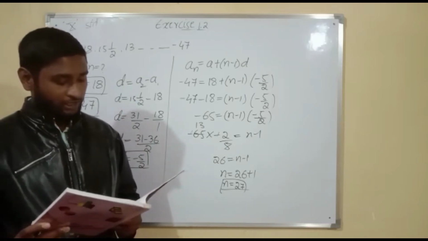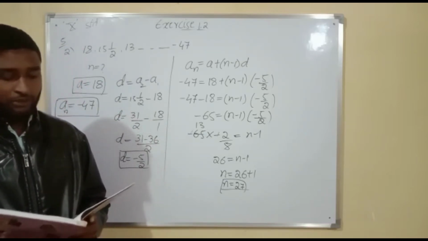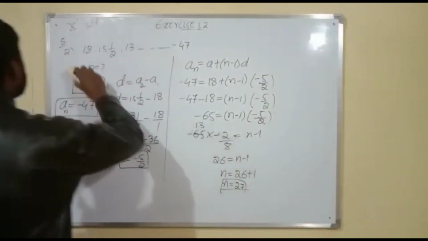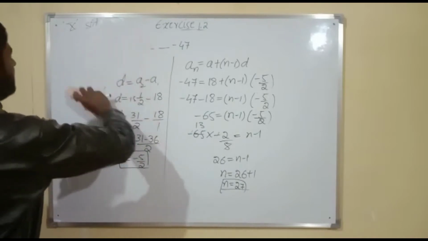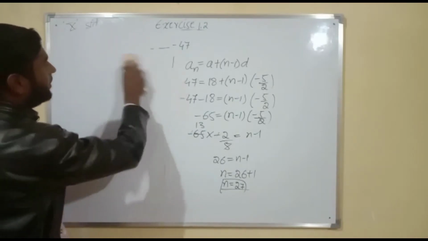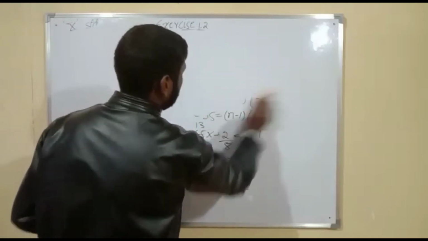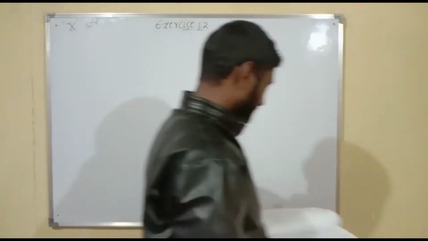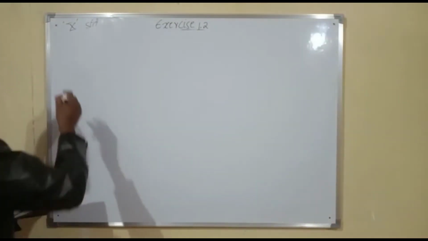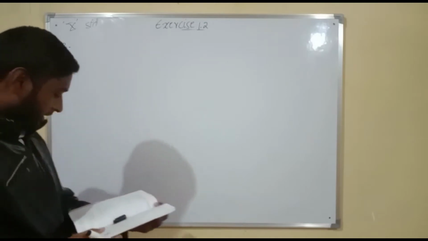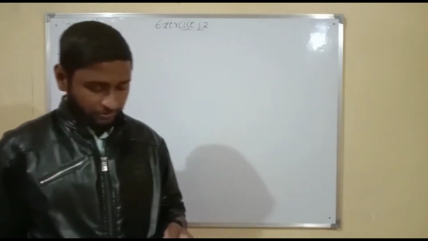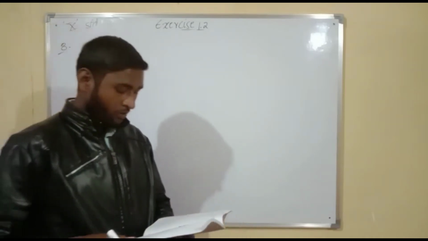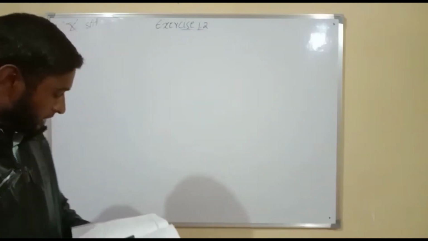Okay, and let me show you the eighth one. Look at the eighth one. In the eighth one, an AP consists of 50 terms, of which the third term is 12 and the last term is 106. Find the 29th term.